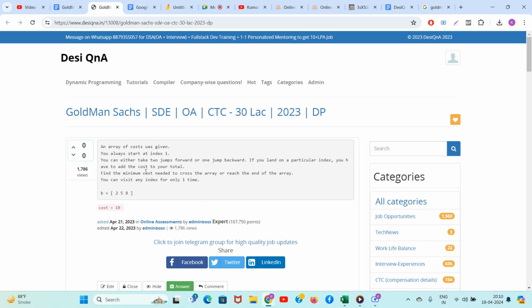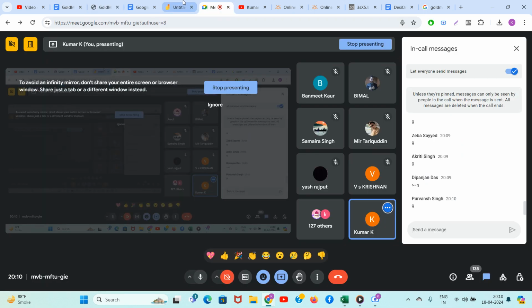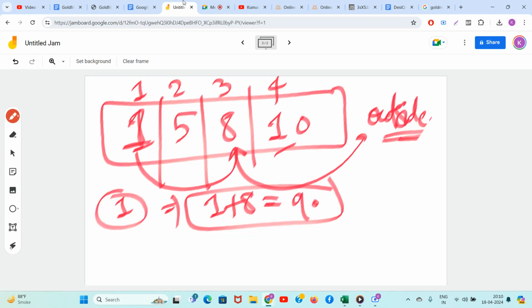Find the minimum cost needed to cross the array or reach the end. Reach the end means reach the end, the index number n, or cross it fully. Okay. So 1 plus 8 equal to 9 is a possible answer. Great, great, great.